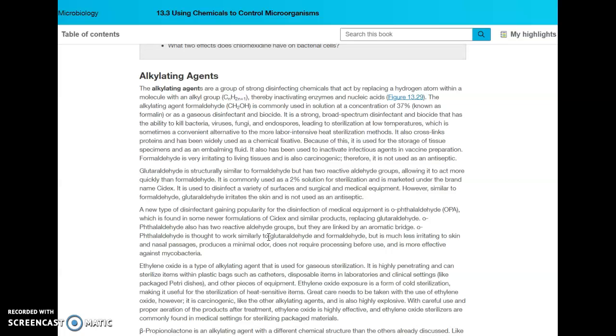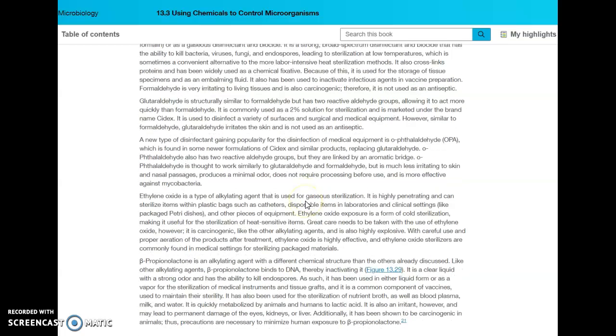Glutaraldehyde is marketed under the name Cidex. It is not a carcinogen like formaldehyde is, and so it can be used for sterilization. A new group are OPAs, or ortho-phthalaldehyde. Say that 3 times fast. It is a little bit safer than glutaraldehyde, so we're starting to see it used a little bit more, less irritating to the skin, so a little bit safer to use.